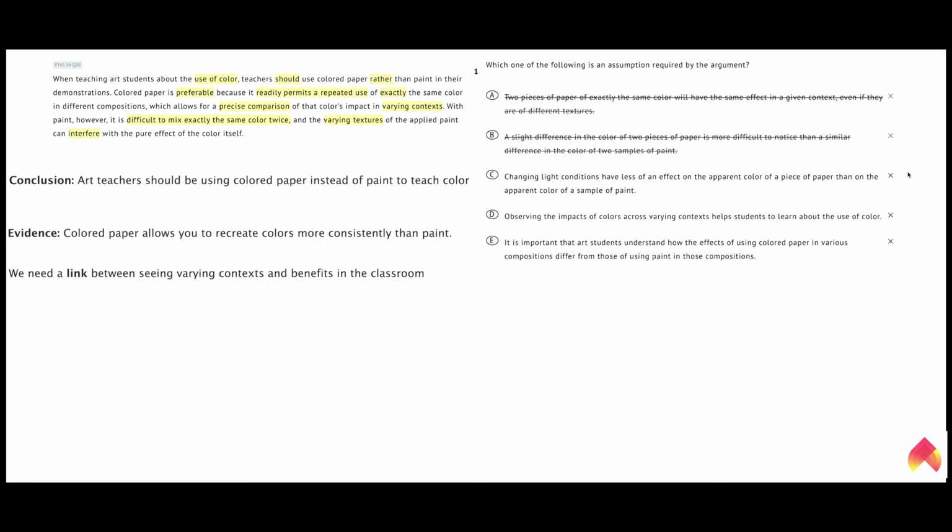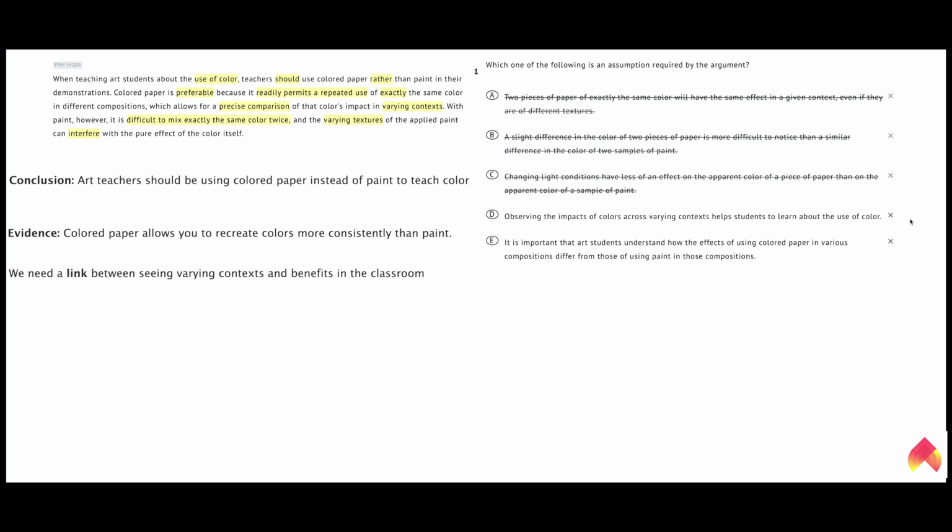Answer choice C, changing light conditions have less of an effect on the apparent color of a piece of paper than on the apparent color of a sample of paint. Apparent color is not really linked to our stimulus at all. Our stimulus is talking about the actual color of something. I guess this one is trying to loop you into how something is perceived, but our stimulus tells us that the color is going to look different in different contexts already, so answer choice C is out.